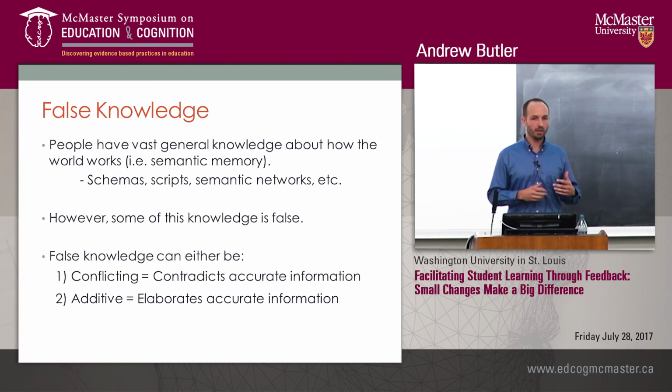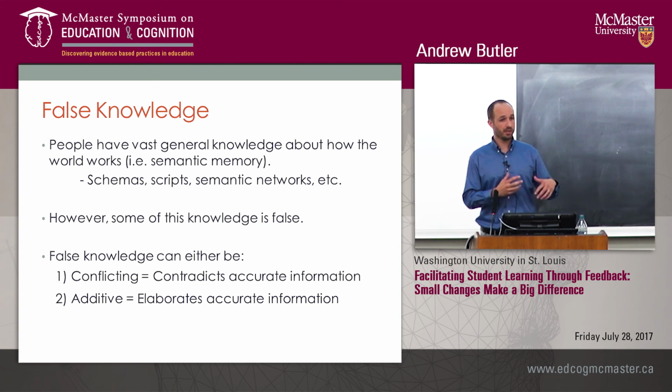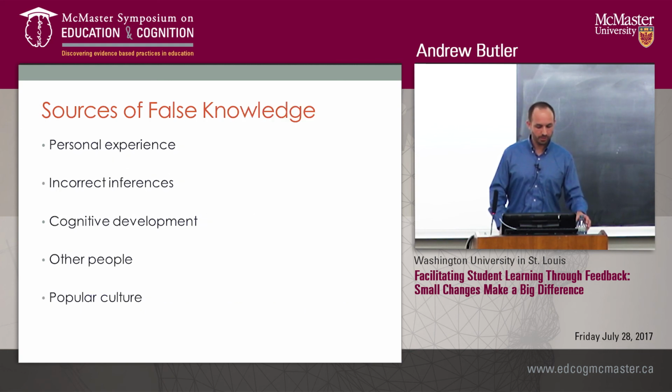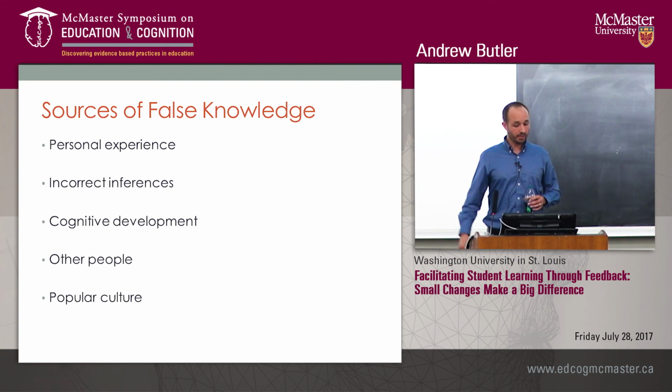And this false knowledge can be conflicting. This is something that directly contradicts the way that the world works. It could be additive in the sense that it embellishes or elaborates on accurate information, but it's still not true. And when we think about students going around the world acquiring misconceptions, they can do so from a lot of different sources. So here are just a few of them. We get misconceptions from personal experience. So there are things like our sense of how gravity works and force works. We have one experience, but that's actually counter to the way that these things actually work. We can make incorrect inferences.